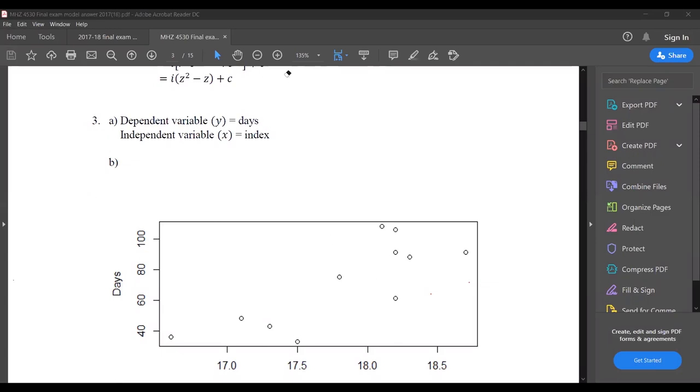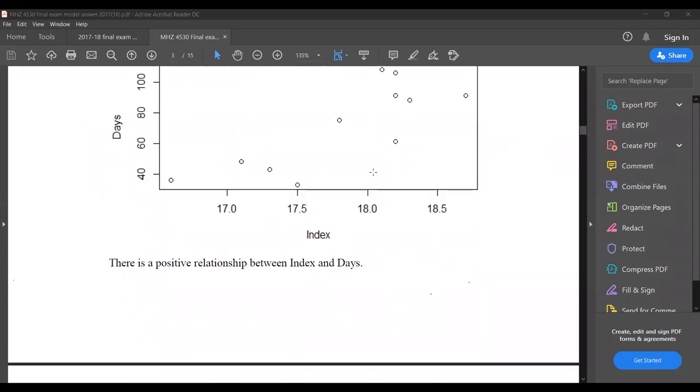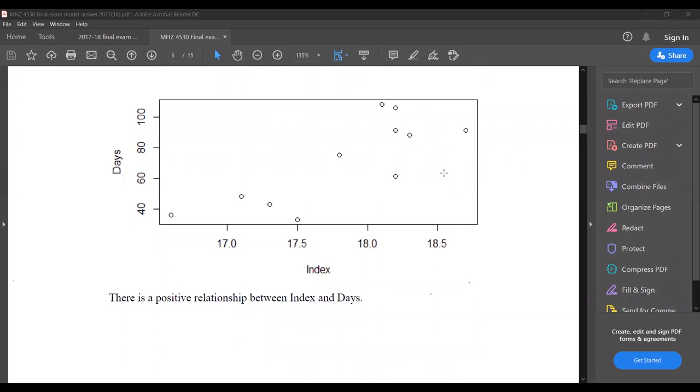It'd be easier to mark in a graph sheet, right? So just draw a scatter plot. How do we say whether it is a positive relationship or a negative relationship? When the index increases, that is, when the X variable increases, if the Y variable, the number of days, also increases, then it is a positive relationship. If it is the other way around, when one thing increases and the other decreases, then it is a negative relationship.